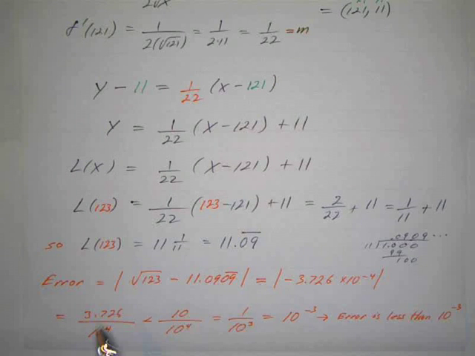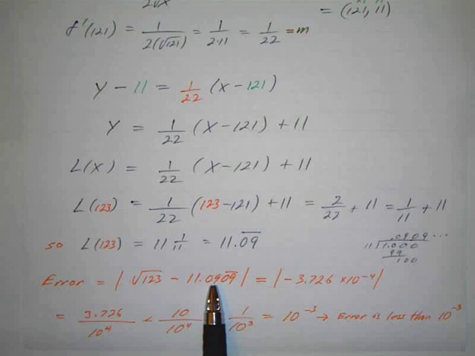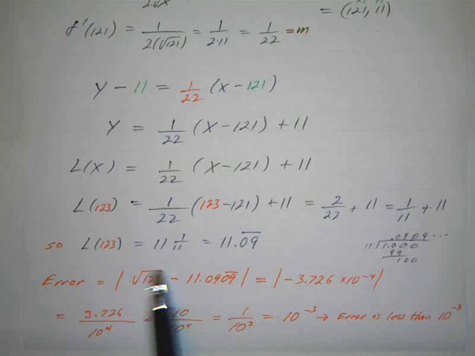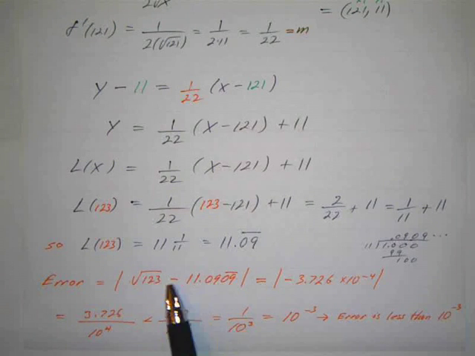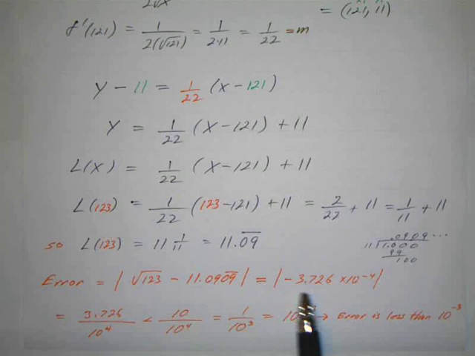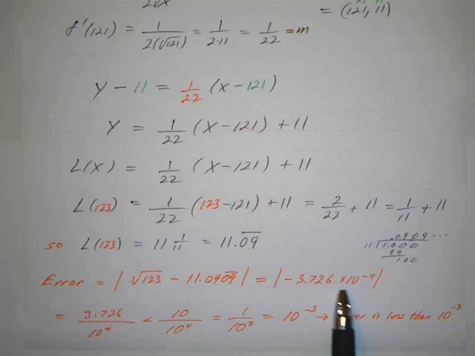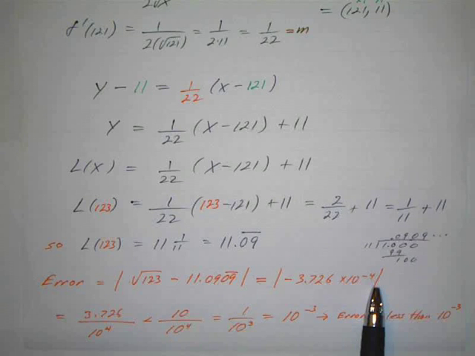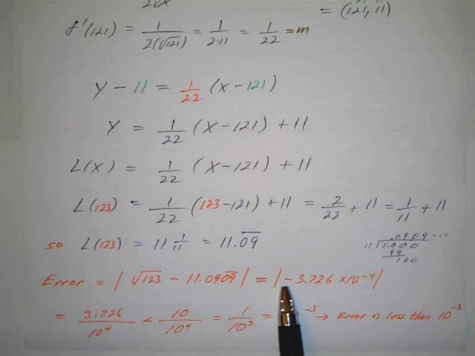Well, we can take the error, and remember the error is just the value using my calculator minus my approximation, or f of x minus L of x. So I took the square root of 123 and put that in my calculator, and then I subtracted this 11.0909. I might have put about three 09s in there. And I got this, negative 3.726, let's round it off, times 10 to the minus 4. So I can write this as a fraction. Now remember, it's going to be absolute value, so don't worry about the negative sign.